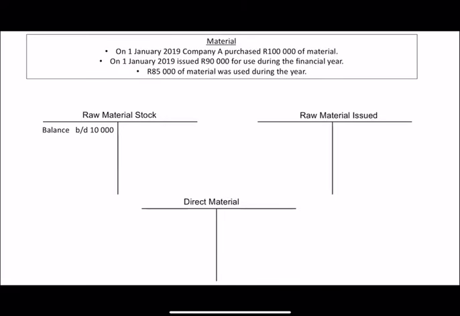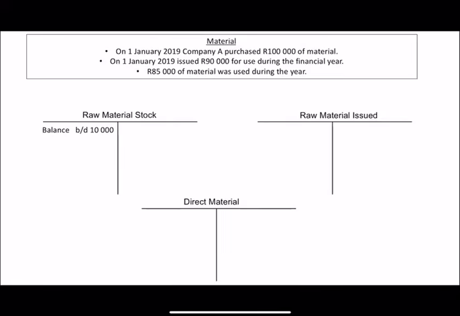Next, we come to material. When we're dealing with material, we have 3 accounts that we work with. We have raw material stock. This is when we purchase our goods. Whenever we purchase raw material stock, it goes into our raw material stock account.